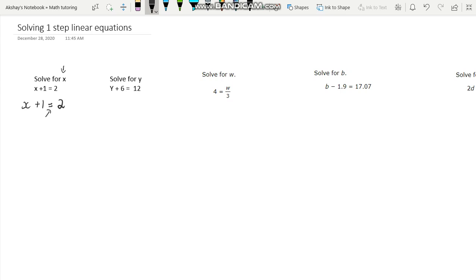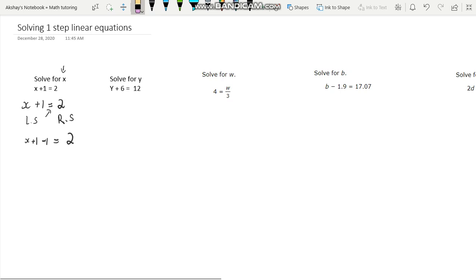When we have an equal to sign, we have a left-hand side and a right-hand side. This is our left-hand side. This is our right-hand side. On our left-hand side, we have x plus 1, and on our right-hand side, we have our 2. To isolate our x, we have to subtract 1 from this side. If we subtract 1 from x plus 1, we get 0.